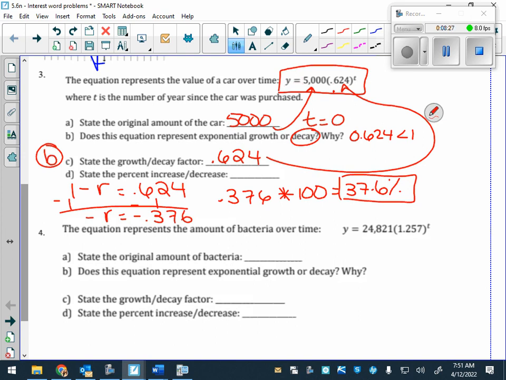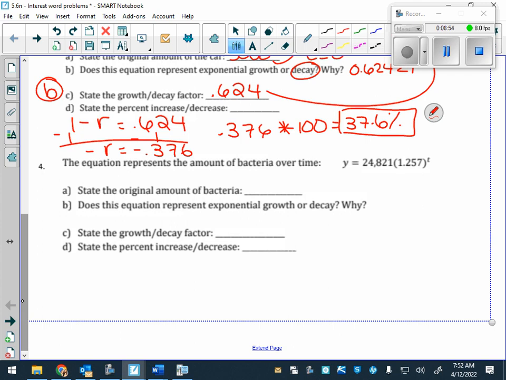Okay, your question. Anytime you need to determine the growth or decay factor, it's the number inside the parentheses. It's done for you. You have to work backwards to find the rate. If it's less than 1, it's 1 minus r. If it's greater than 1, it's 1 plus r. Okay? Now number 4. State the original amount of the bacteria. Liam.